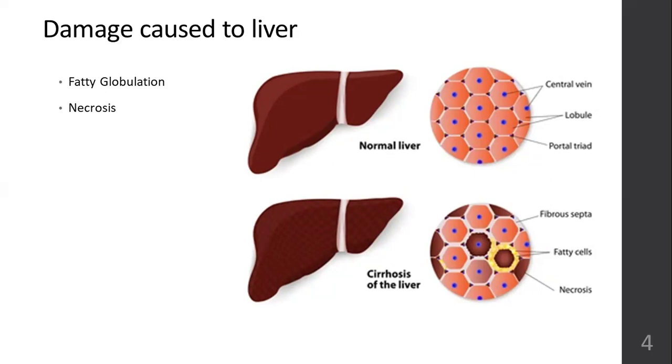And this is because of the death of cells. When you say necrosis of the liver, it means death of healthy hepatocytes. Then you have cirrhosis of the liver, as I mentioned earlier. In cirrhosis of the liver, scarring happens. There are nodules of hepatocytes that form between the scar tissue.